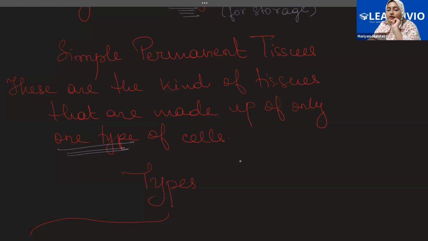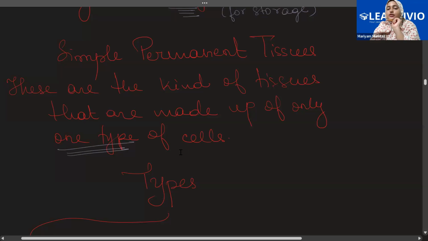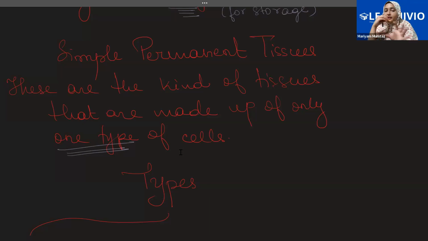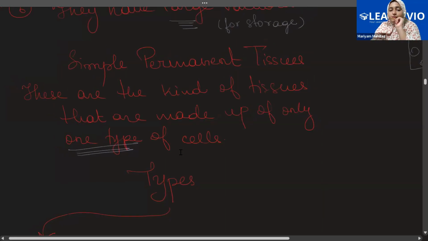A group of cells is called? Tissue. Correct. A group of cells is tissue. So just like that, if we talk on a cellular level, meaning on the level of the cell, we'll see that there are multiple cells in any tissue. Now, when all of the cells look the same, then that kind of permanent tissue will be called simple permanent tissue.